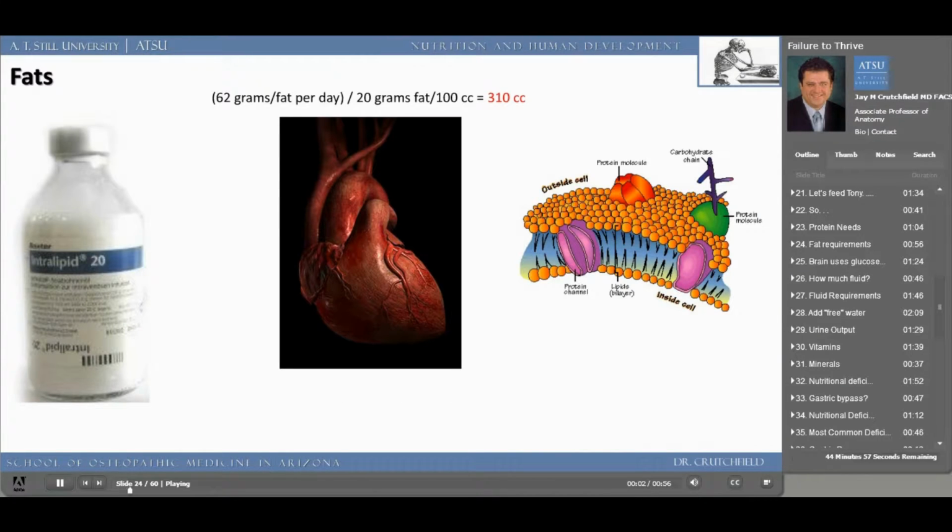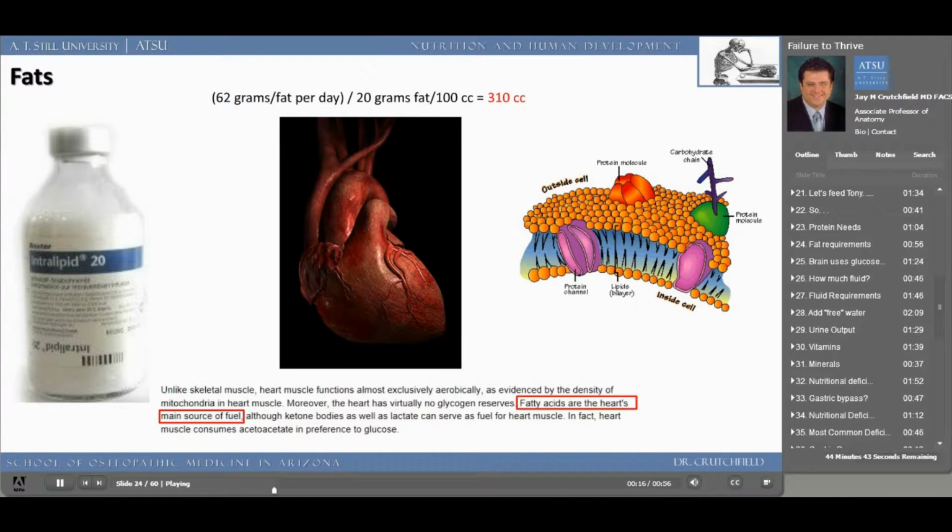So why do you need fatty acids? It turns out that intralipids are a source of phospholipids, and you need phosphates to make ATP. It turns out that fatty acids are the heart's main source of fuel, not glucose and not proteins.